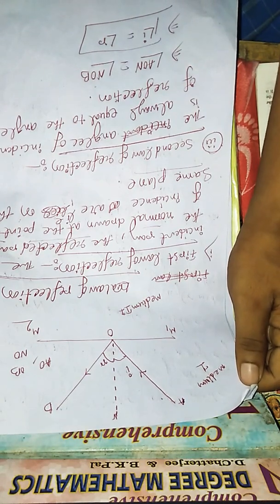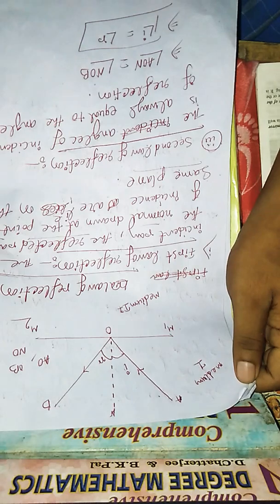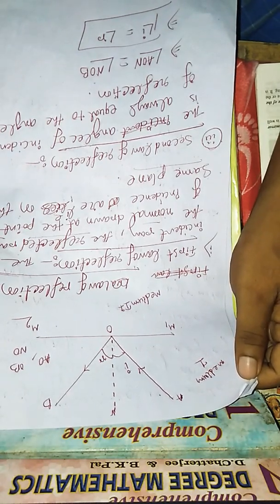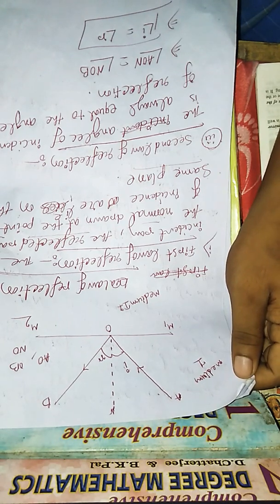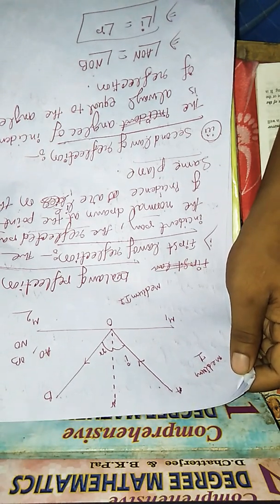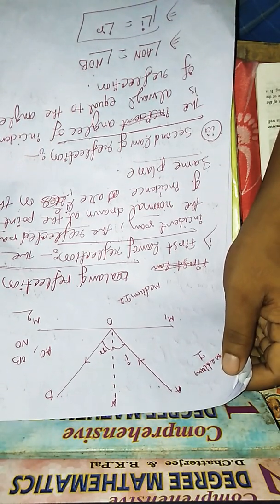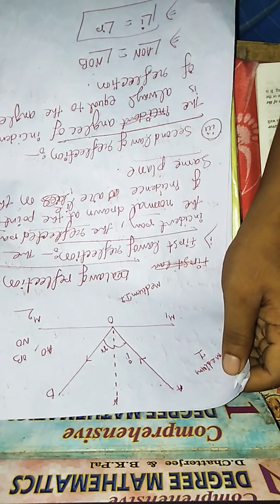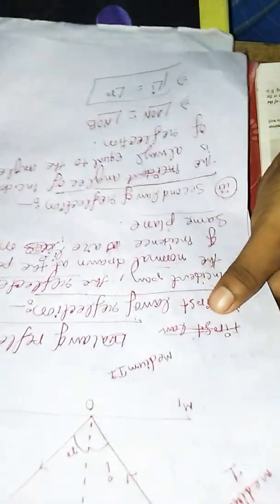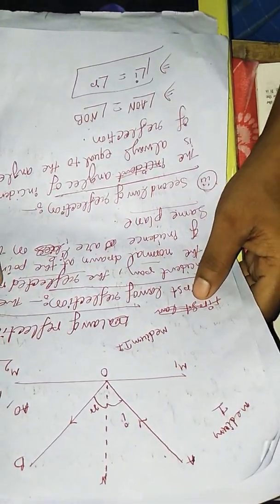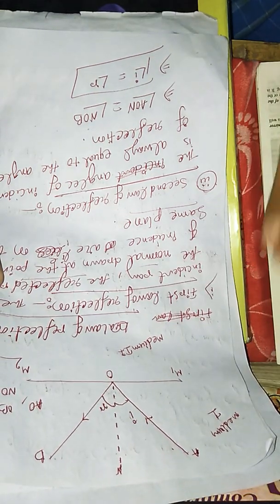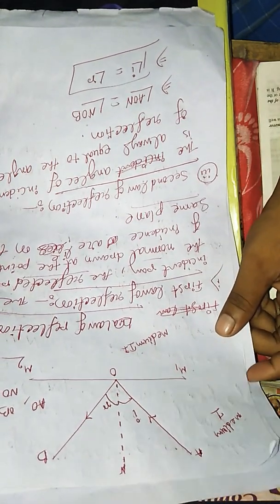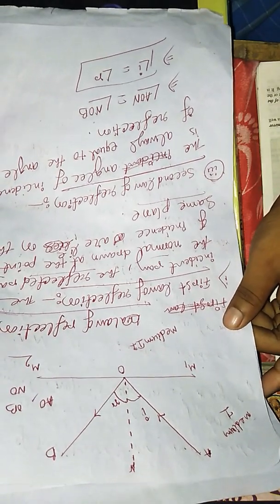please ask me questions. In the next video, the third class, we will discuss the types of reflection of light. There are two types of reflection. One is regular reflection, one is irregular reflection. Regular reflection happens when light rays fall on a smooth shiny surface, and irregular reflection happens when light rays fall on a rough surface. I will discuss these two types in the next class, and also the uses of reflection of light.